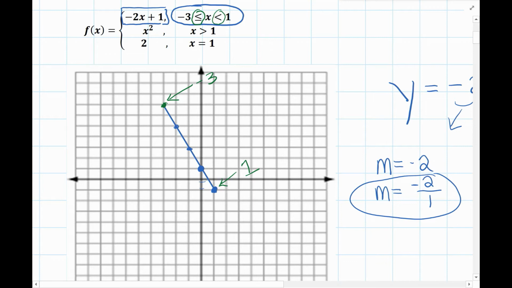So closed circle, let me go back to blue. Closed circle up here with -3 because it has an inequality with a bar underneath it. But with the 1, because the 1 just had a strict inequality with no bar underneath it, I am going to change this closed dot here to an open dot. Okay. And this is part one of my piecewise function, because this is only one equation that I have graphed so far.